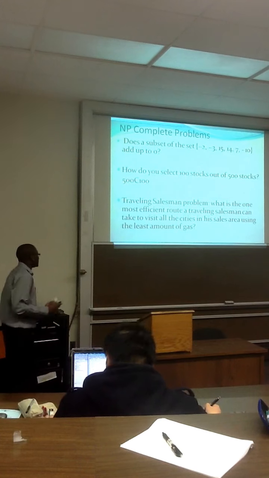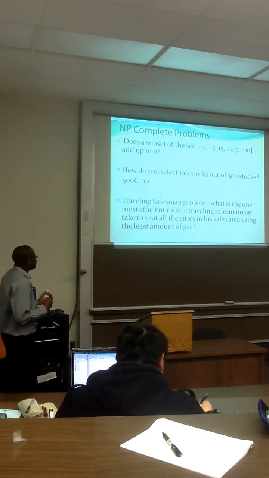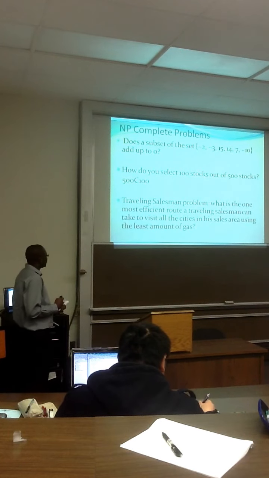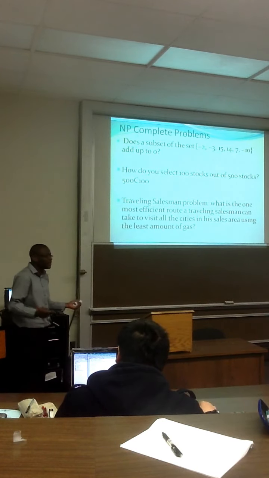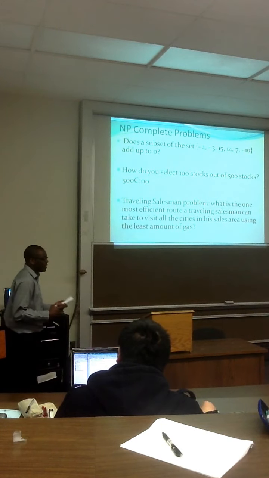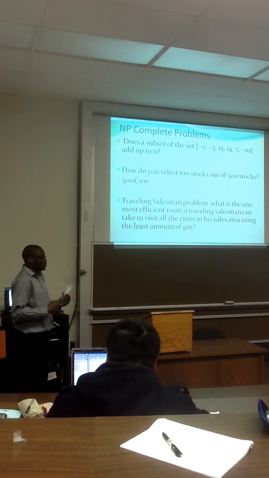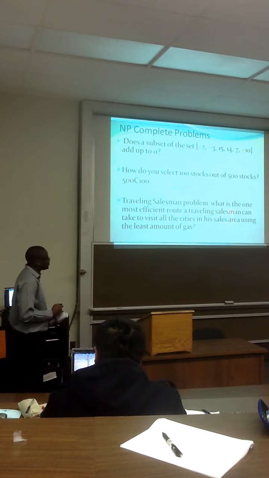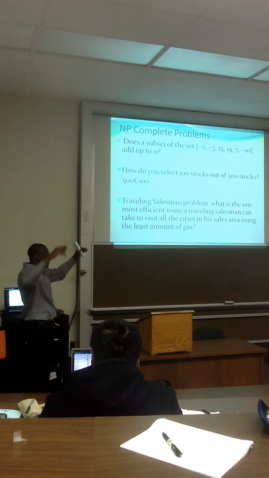Yeah, the traveling salesman problem is a common problem, which basically addresses the question: what is the most efficient route a traveling salesman can take to visit all the cities in the sales area using the least amount of gas? An optimization problem. Like, how do you know which city to visit first, which to visit next? It's a problem that's not resolved. What about the conjugate? The longest route, is that also hard? The longest route? Just going around the outside?